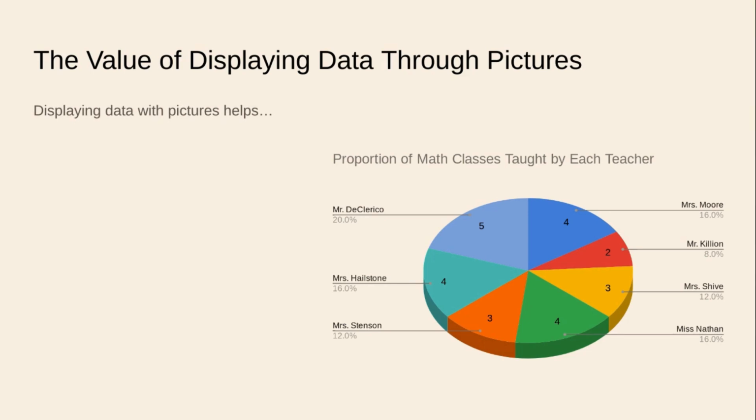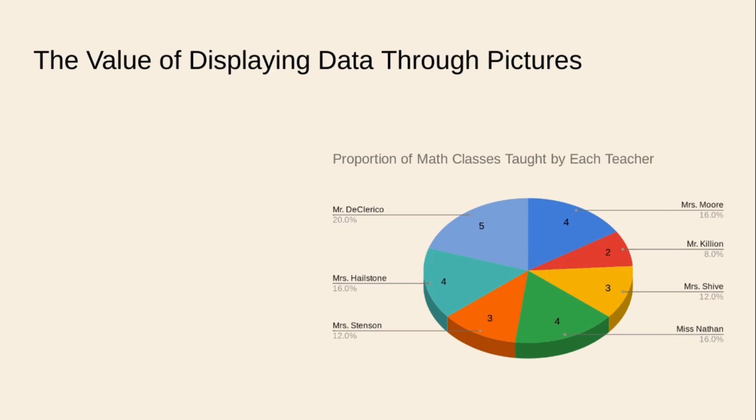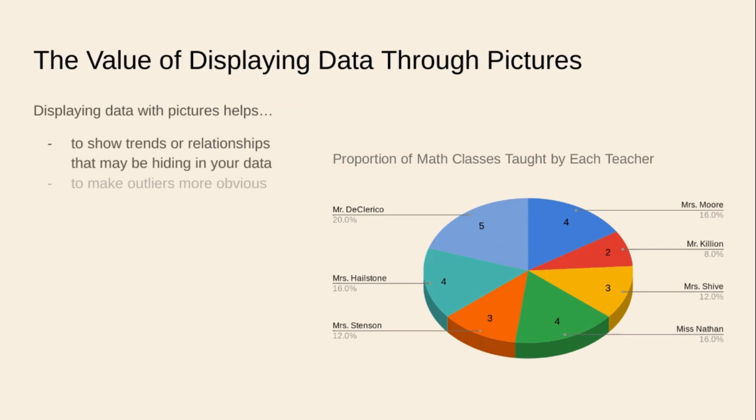Displaying data with pictures helps show trends or relationships that may be hiding in your data. If we just have a bunch of numbers over here, is it possible to compare the values one to another? Well, sure, but this doesn't tell you how my 5 classes fits in with the whole very well. Now we can see the proportion my 5 classes fits in with the whole.